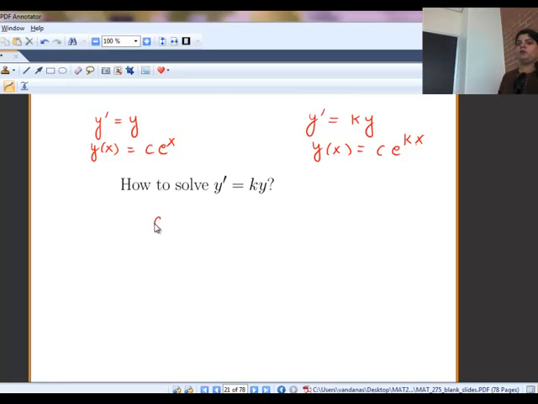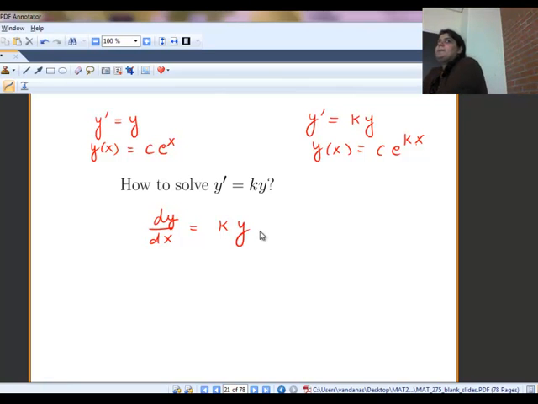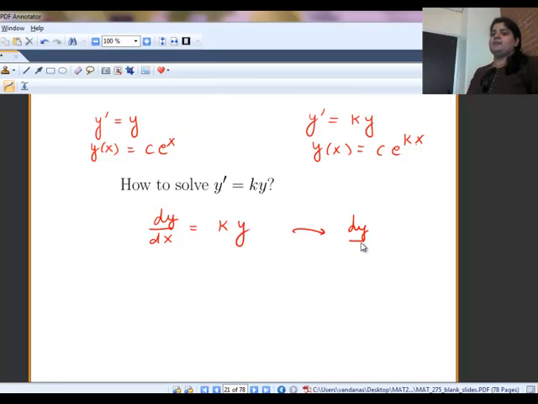So first of all, is it a separable differential equation? What do you think? What is f(x)? What is g(y)? If it has to be separable, then you can rewrite this in this form: dy over dx is g(y) and f(x), right? So what is f(x)?